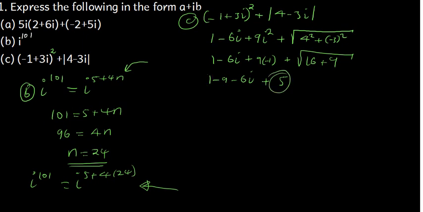-8, we can add a 5. So that will be -8 plus 5 and then minus 6i. -8 plus 5 should give us a -3, then minus 6i. So this is the wanted form a plus ib.